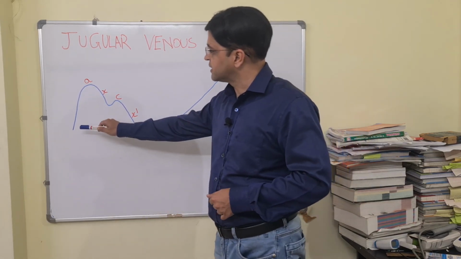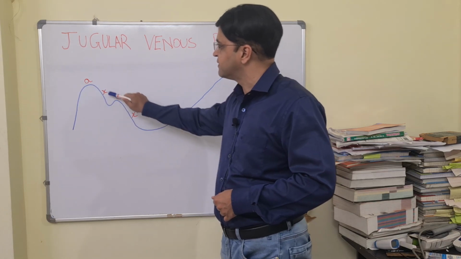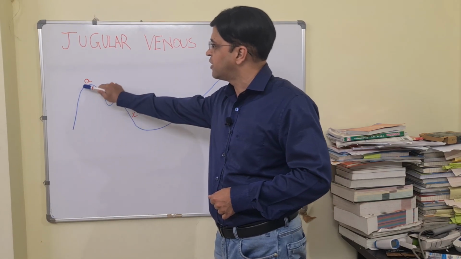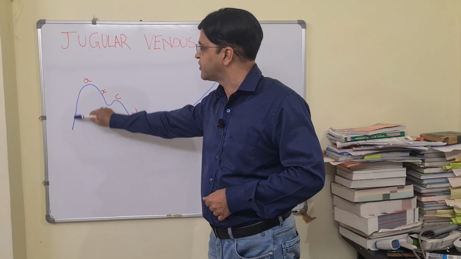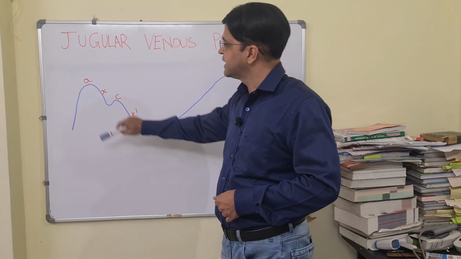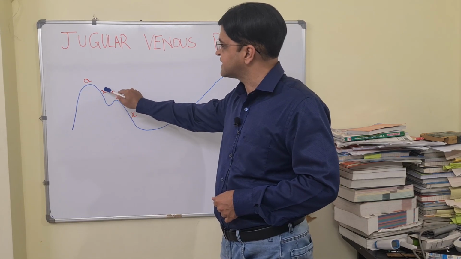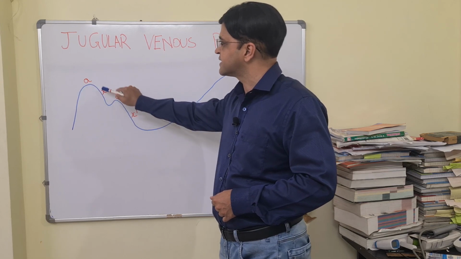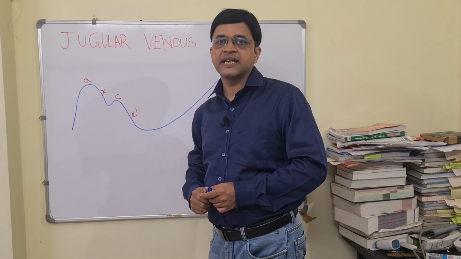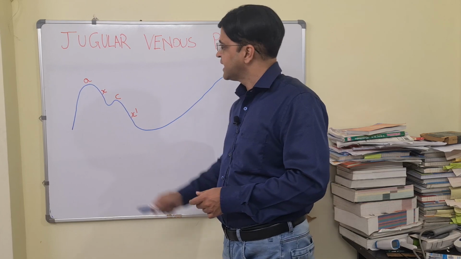In jugular venous pulse, our first wave is our A wave. The A wave is because of atrial contraction, the atrial systole, right? The next wave is X descent. This X descent is because of atrial diastole, right?